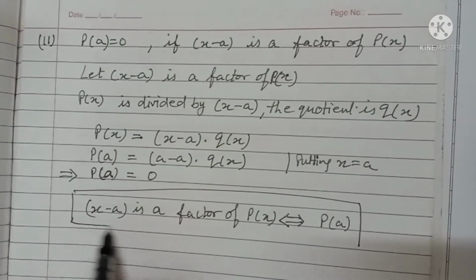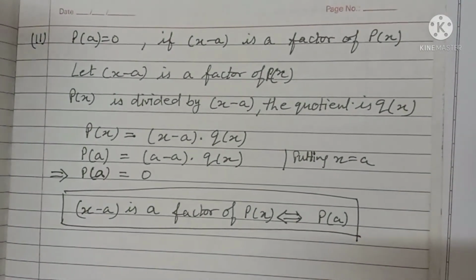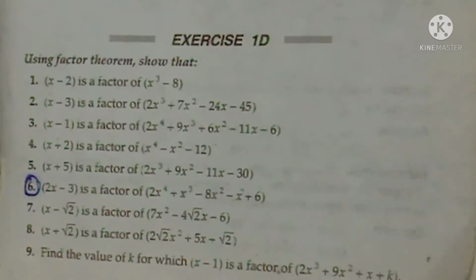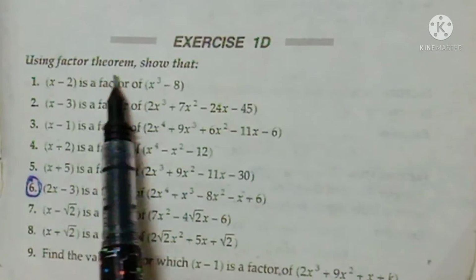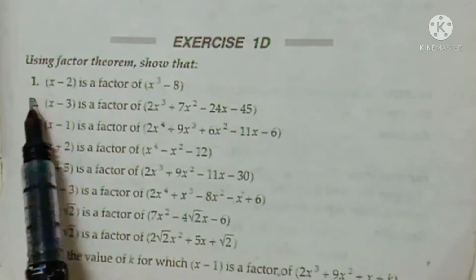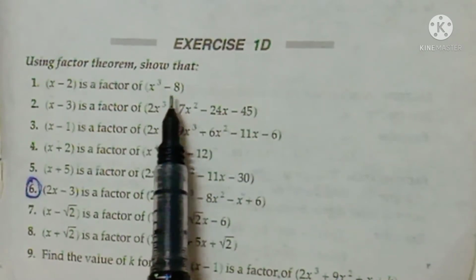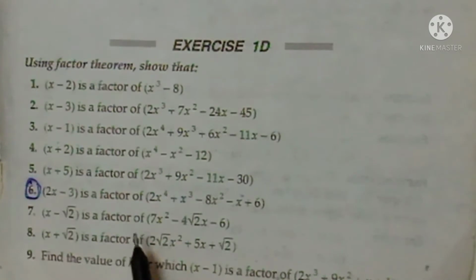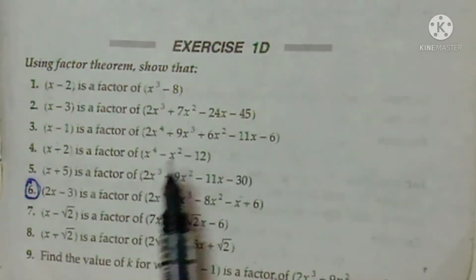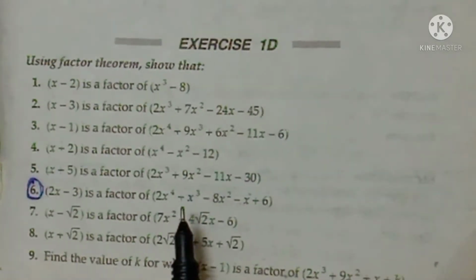This is our main theme of the factor theorem. Now we will do the exercise. This is exercise 1D. Using the factor theorem, show that number 1, x minus 2, is a factor of x cube minus 8, and these are all the questions. As much as possible in this video we will solve them. See all the questions, I will do only the solution.